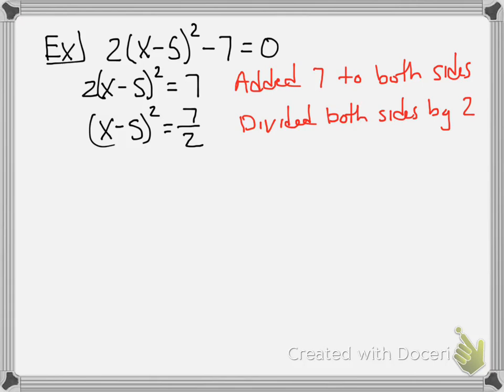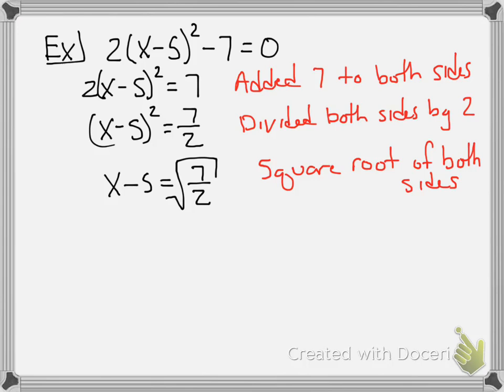Now I've got this squared term up here. Okay, but this isn't like our previous examples where we've had (x minus 5) squared equals 0. If this was 0, we'd be able to stop and solve this really easily at this point. But because we have this 7/2 over here, we've still got to go a couple steps further.